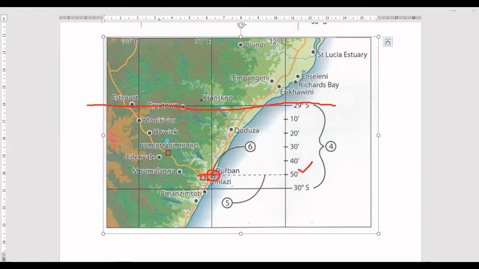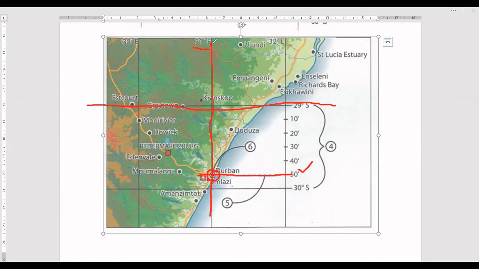There's Durban, and we have constructed our own line of latitude, and there it is, 29 degrees and 50 minutes south. That scores you 2 marks. Now we're going for its longitude, and there's our longitude here. It says 31 degrees east, and Durban lies right on that line. So Durban's longitude is going to be 31 degrees 00 minutes east.